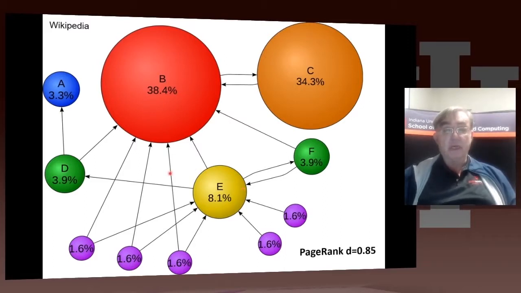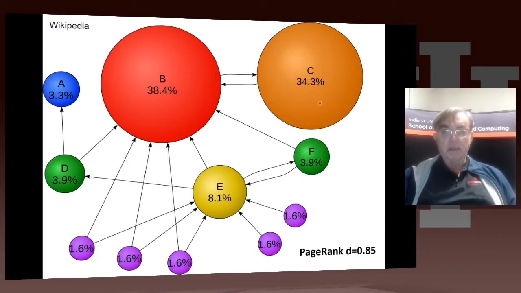So here's another example of a graph. The graph is defined by who points to who. So this page D has 2 links going to A and B. And then we have all these small things here which don't have anybody pointing to them, but they themselves point to things. And then we can calculate the page rank.